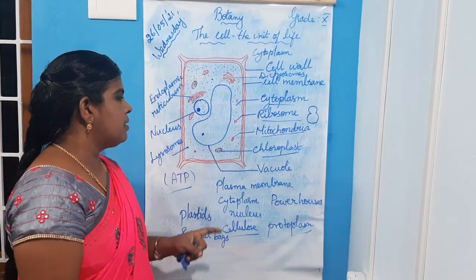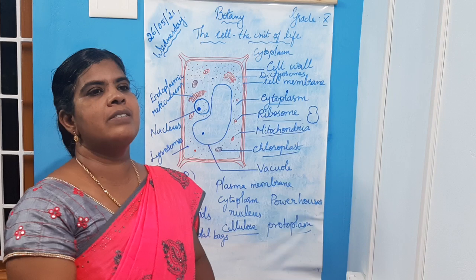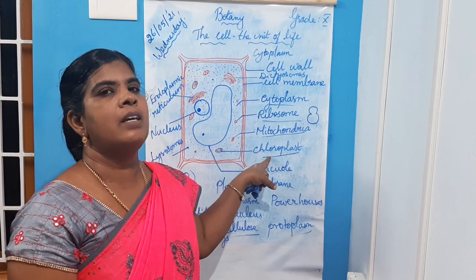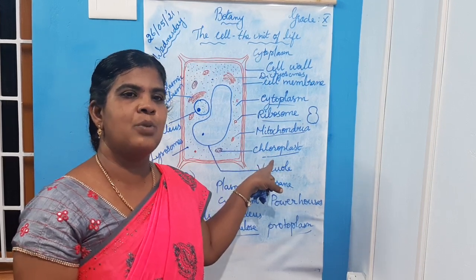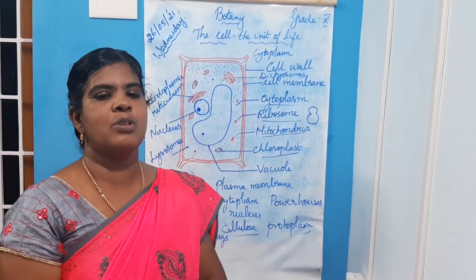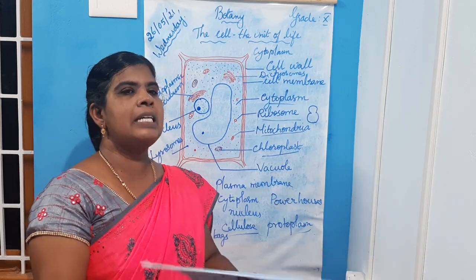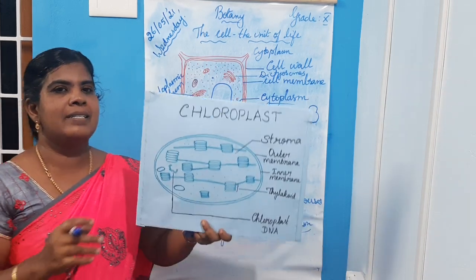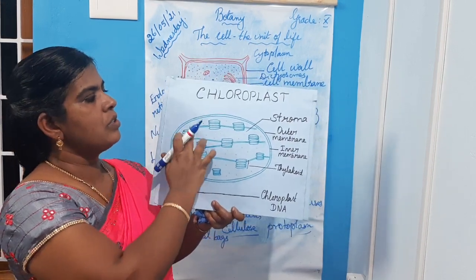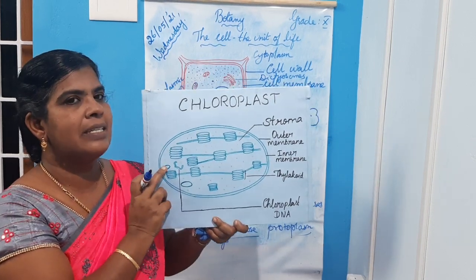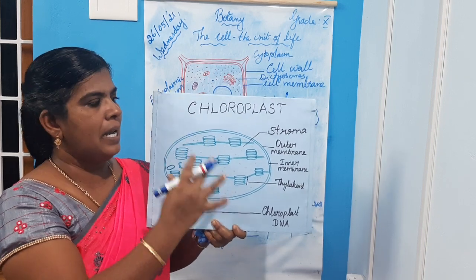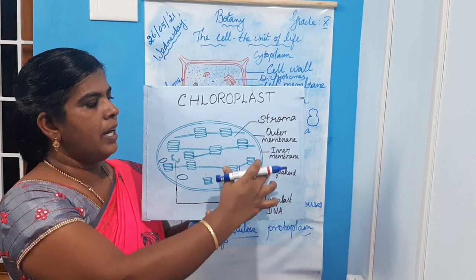Another cellular organelle absent in animal cells is chloroplast. It is present only in plant cells. Chloroplast is a sausage-shaped organelle present in the cytoplasm of the plant cell. This is the structure of chloroplast. This organelle is surrounded by a double membrane.